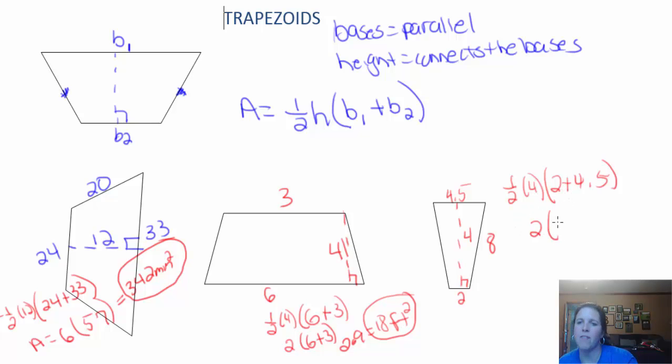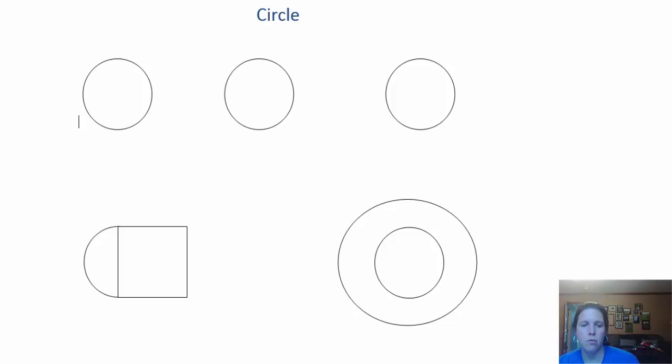So what is 6.5 times 2? Well, 6 and 6 is 12, and then you have 2 more halves, so it's going to be 13. I don't have a label, so let's just say feet squared. So there's a few more steps on this one, but it's still not overly difficult if you can remember the formula.